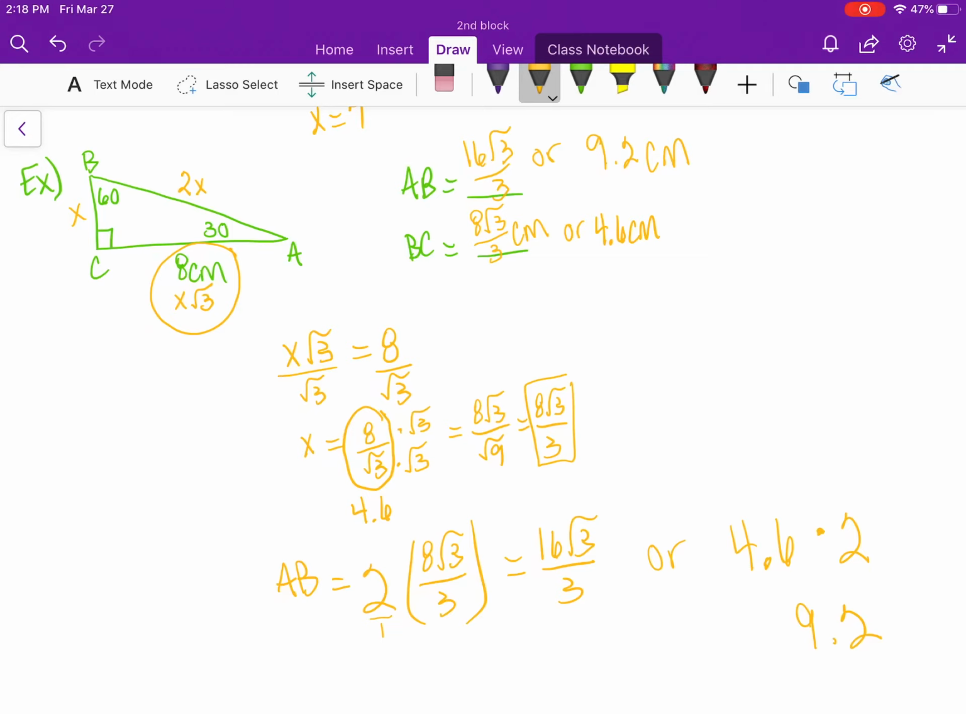Okay. So that's the end of today's lesson. That should help you out with your special right triangles.